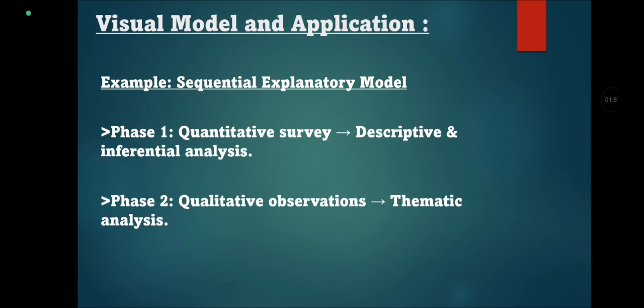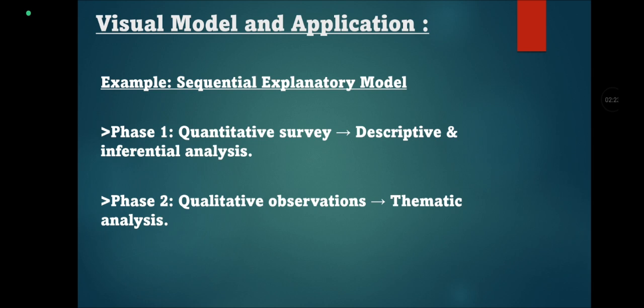In the next page, we are going to talk about visual model and application. For example, we can see the sequential explanatory model. In the sequential explanatory model, in phase 1, there is a quantitative survey. In the quantitative survey, there is descriptive and inferential analysis. In qualitative observations, there is thematic analysis.